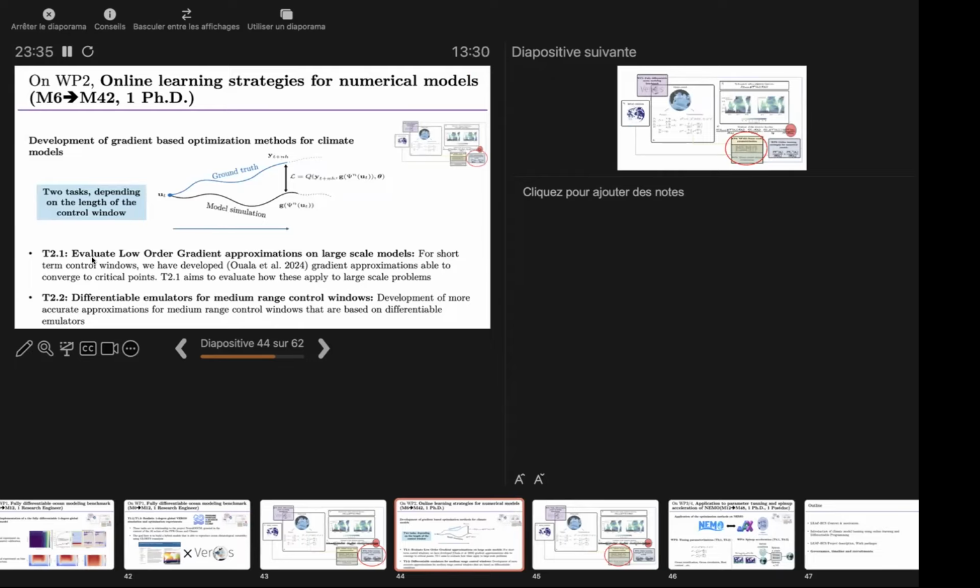And in task number 2, the goal is to target more medium-range control windows by designing gradient approximations that allow us to optimize these kinds of cost functions, but for non-short-term control windows. And for this work package, we are currently in the process of recruiting one Master's 2 internship that would lead to the PhD. So it's online, so if somebody knows a motivated student, please reach out to me.